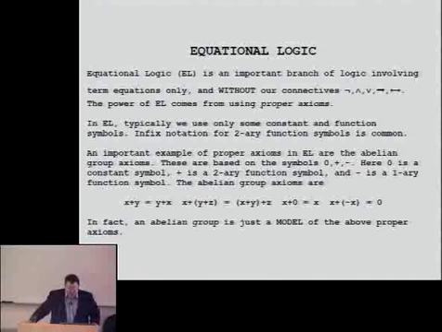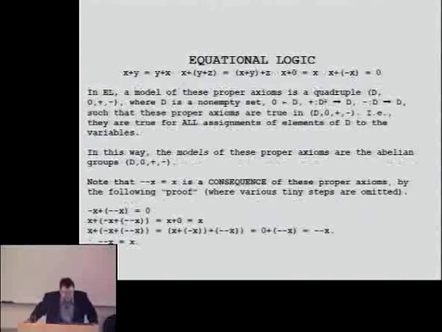Okay? Now, an abelian group is just a model of the above proper axioms. So we can view an abelian group as nothing more or less than a model, in the sense of logic, of these particular axioms. Okay? And which I repeat up there.